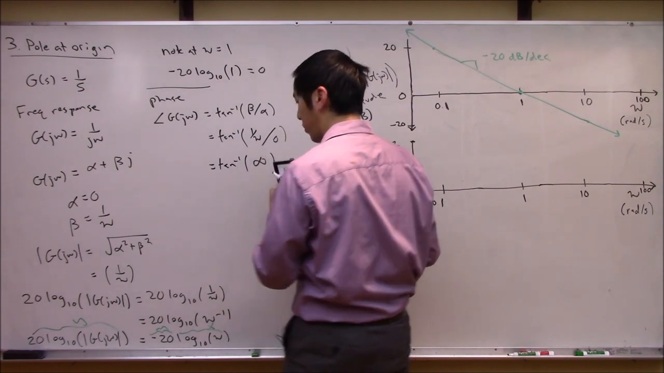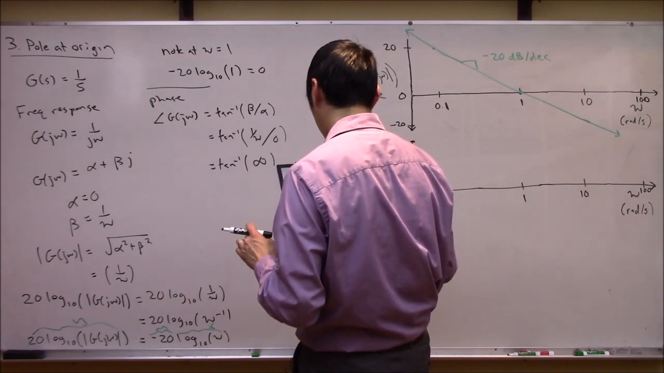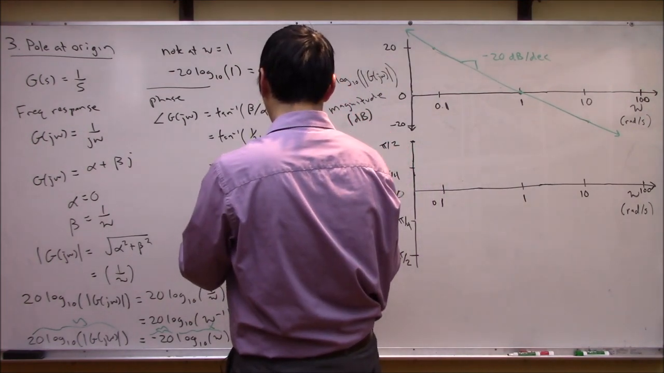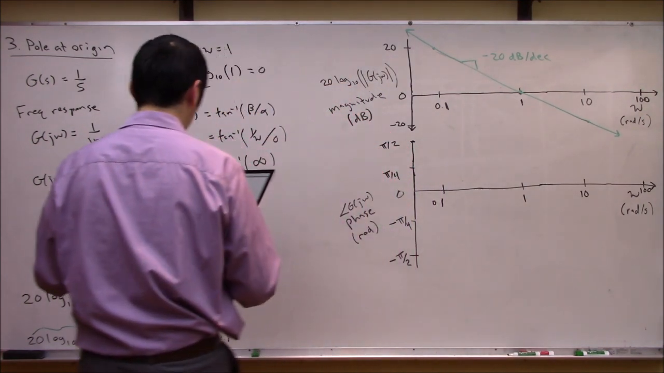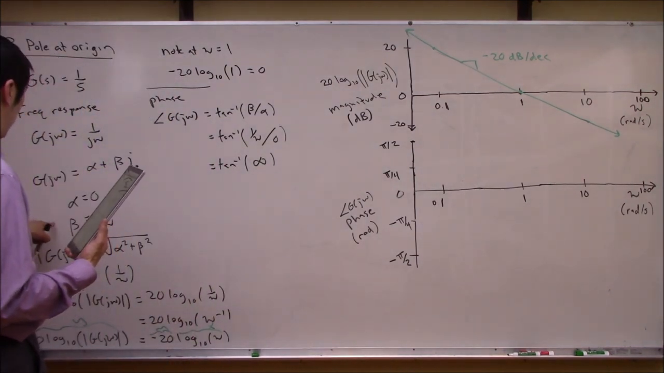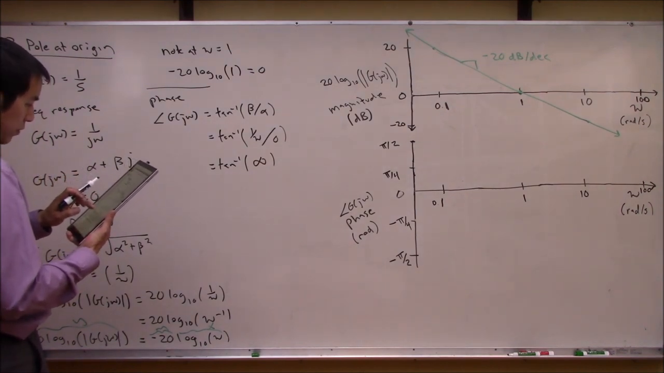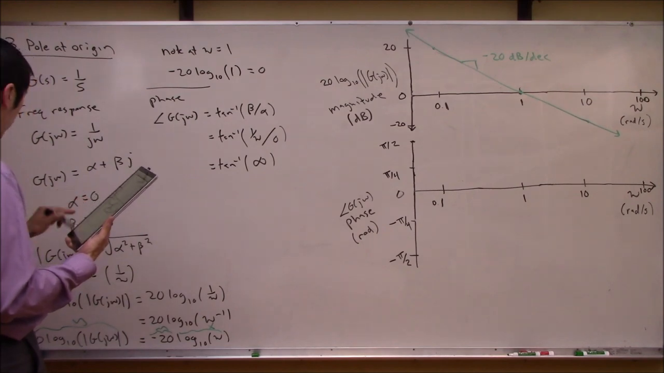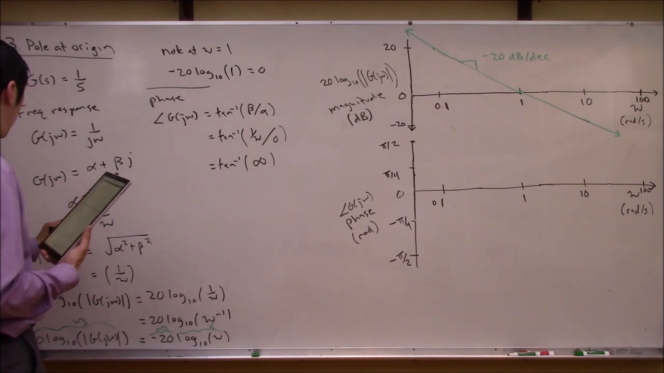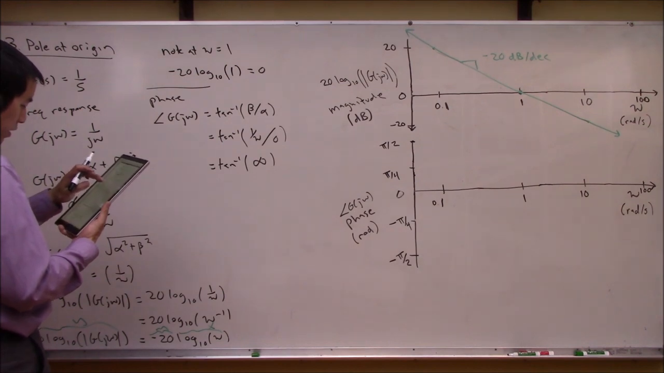Wait a second. No, where did I drop the minus sign? Where did I drop something? Hold on. It should be... Did I drop the minus sign here? Sorry, guys. I dropped it right here. Shoot. This should have been a negative. Wait, now we got to back up even further. Did I really get that?